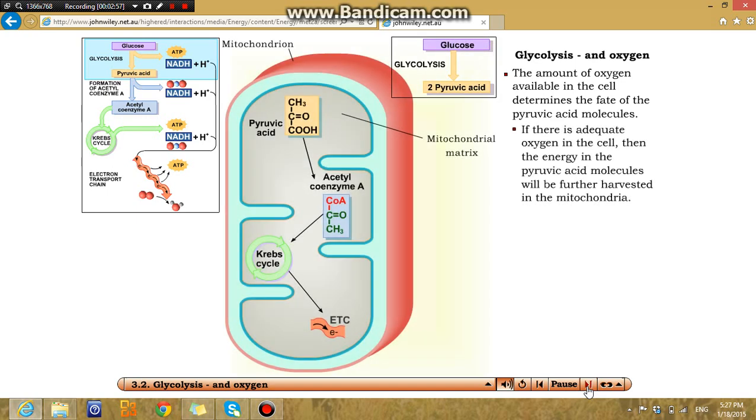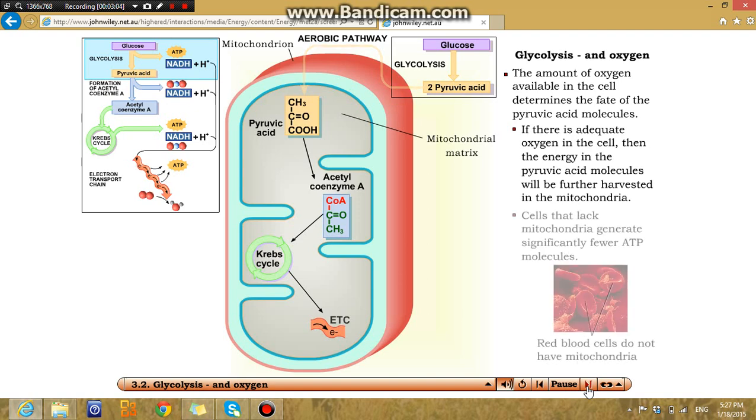However, if there is adequate oxygen, the pyruvic acid will be further harvested for much more energy in the mitochondrion. Cells that lack mitochondria generate significantly fewer ATP molecules.